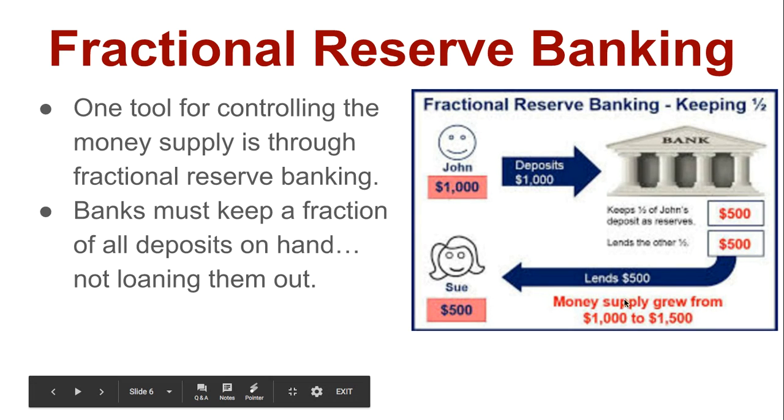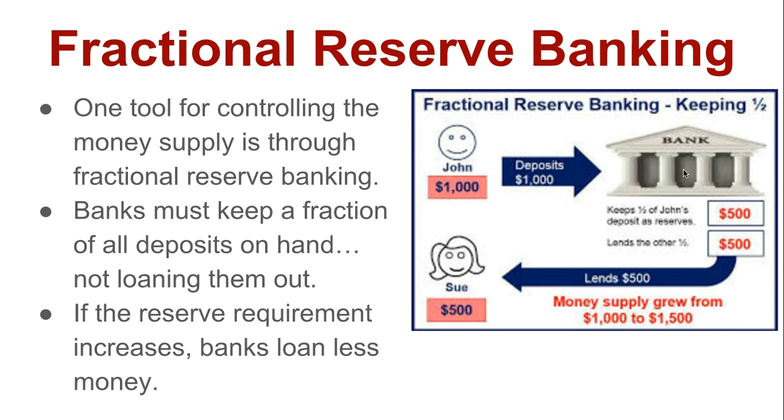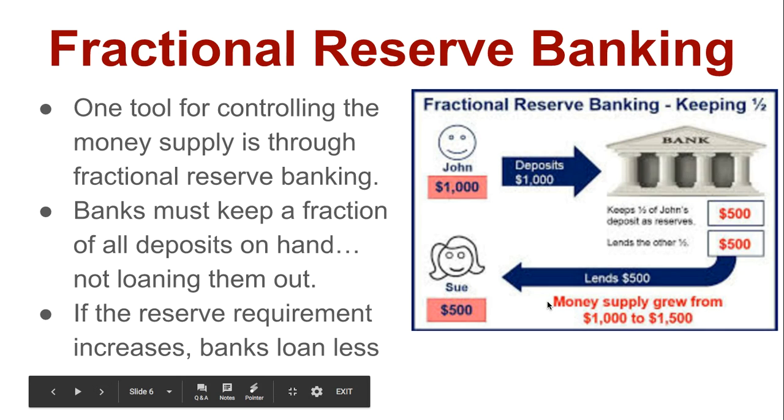So fractional reserve banking allows the Fed to increase our money supply by telling banks you can loan out half of your money. If the reserve requirement increases, that is, if banks have to hold back 80%, then they could only loan out 200, and the money supply would go from 1,000 to 1,200. Increasing the reserve requirement decreases the money supply.